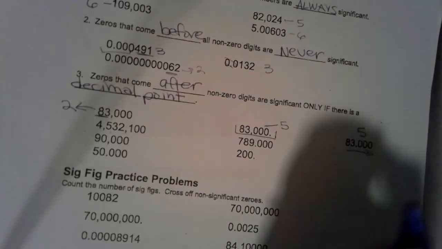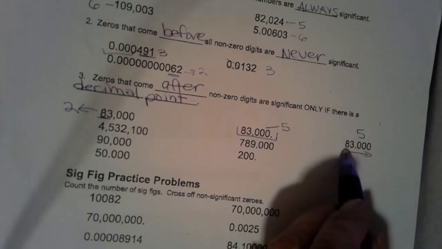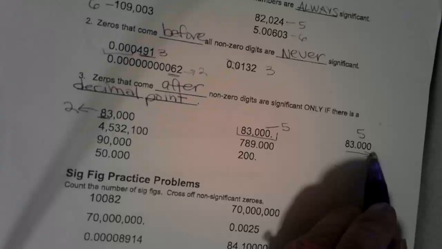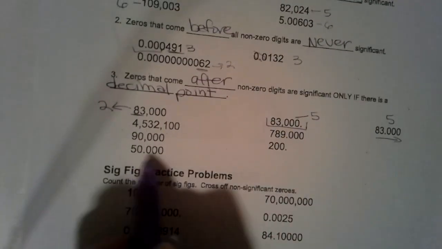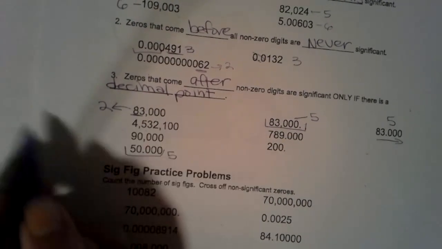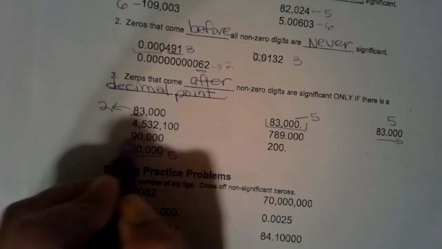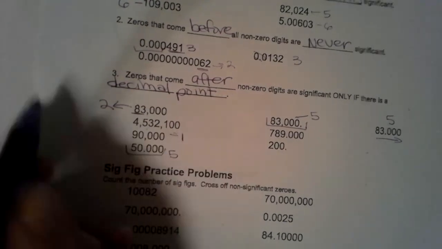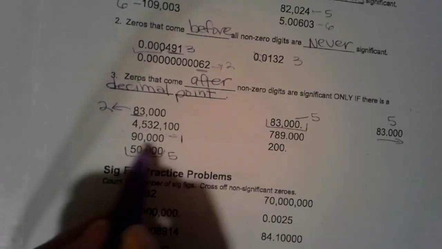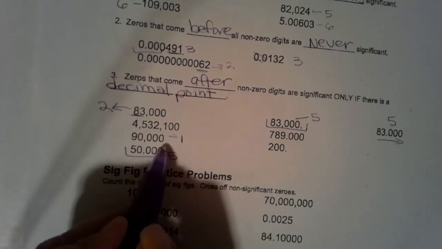Okay, if you just have 83, it's just 2. But if you have all these zeros, you're going to add them on because you're exactly saying how exact 83 is. Okay, so when you have 50.000, then they're all significant. That's going to be 5. But if you say 90,000, it's roughly 90,000, and that's only going to be 1 digit because there's no decimal. So all these zeros are not significant when they're to the right or after non-zeros because there's no decimal. If we put a decimal right there, it would become significant.